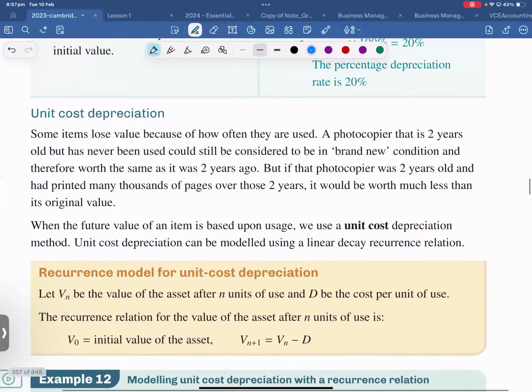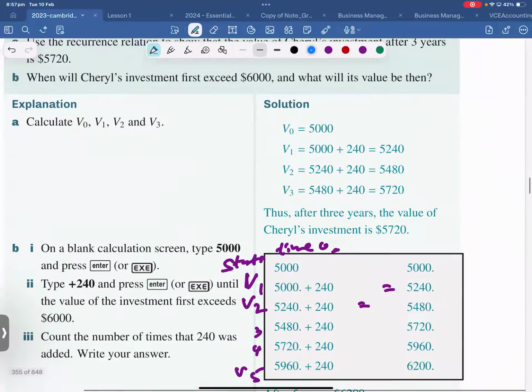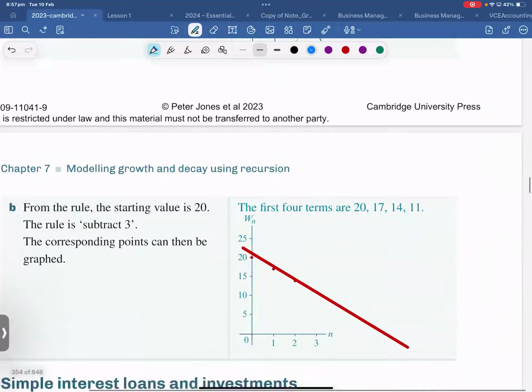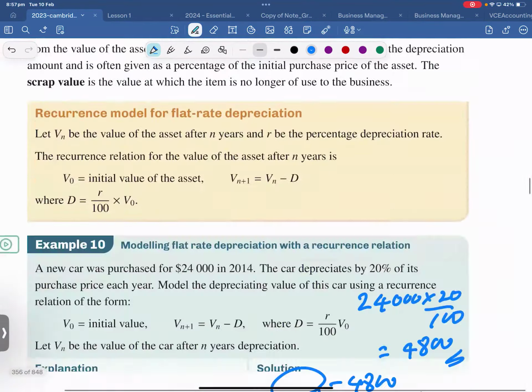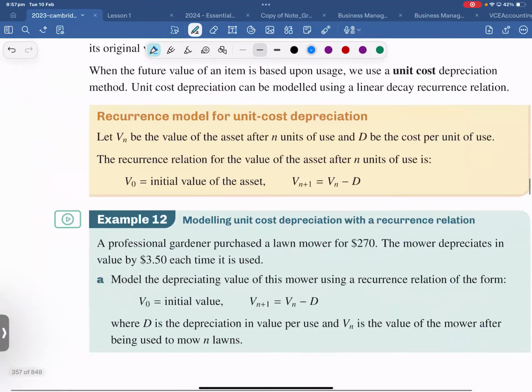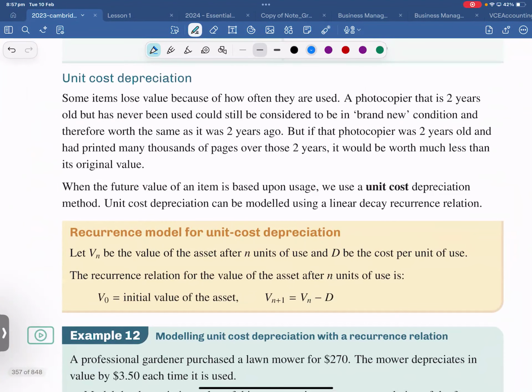Then if you want, you can draw this one. If you drew it, we will have a linear relationship like this. Then this one, unit cost depreciation. For the unit cost, we don't have a percentage. Actually, this one is a VC question.